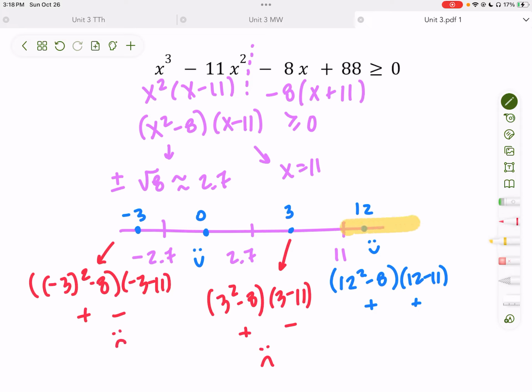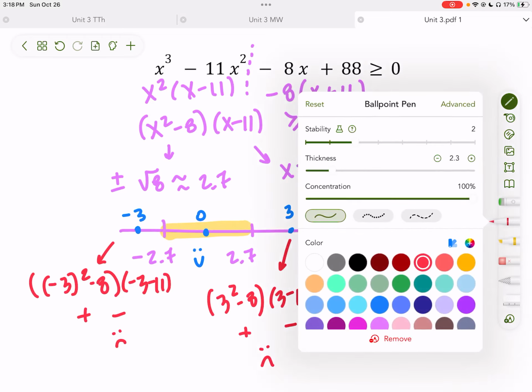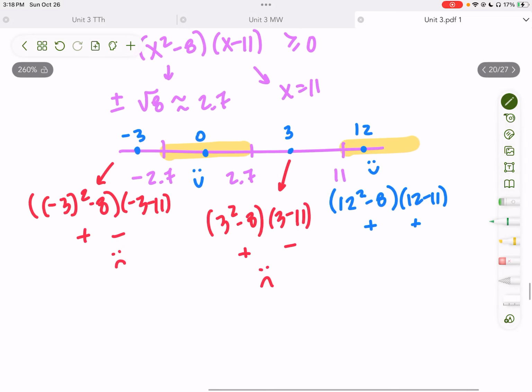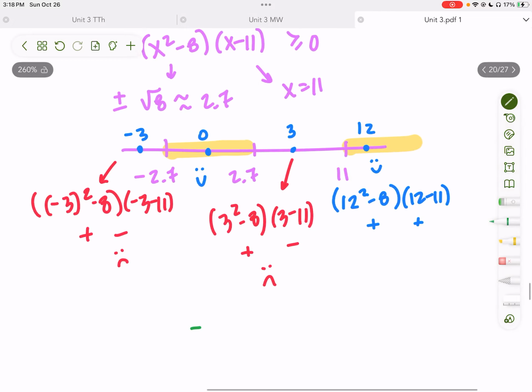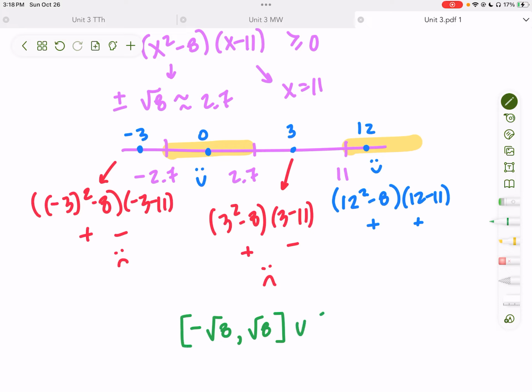So we have these yellow intervals that are going to be our solution. We want to write that. We'll say -√8 to +√8 in brackets, and bracket 11 to infinity.